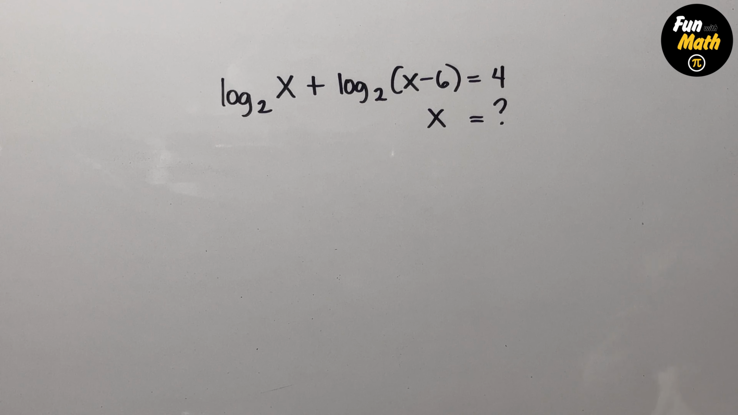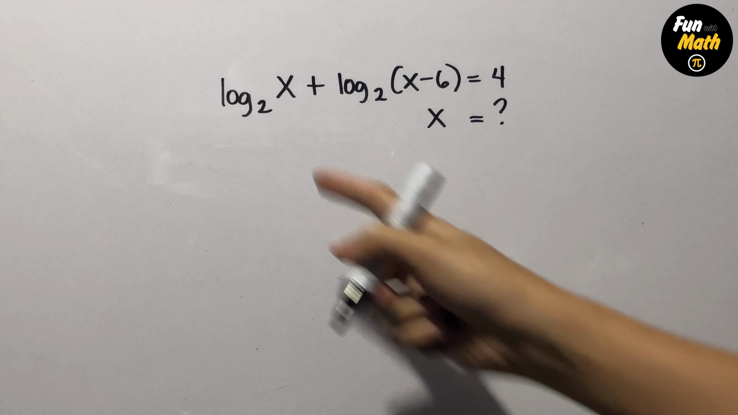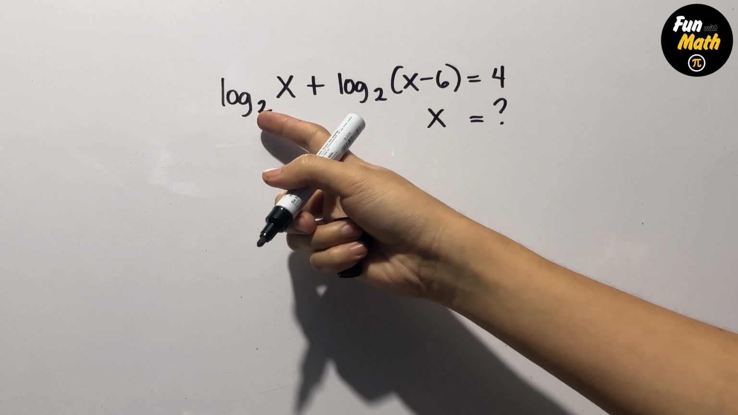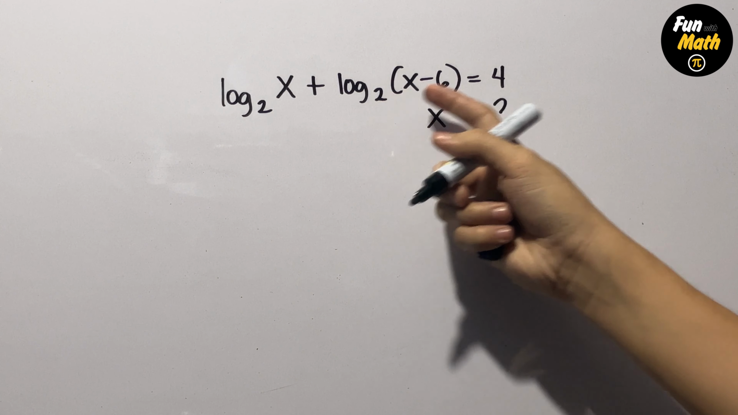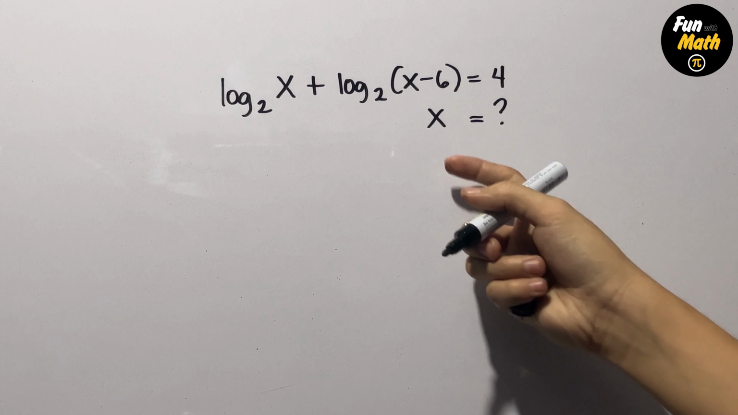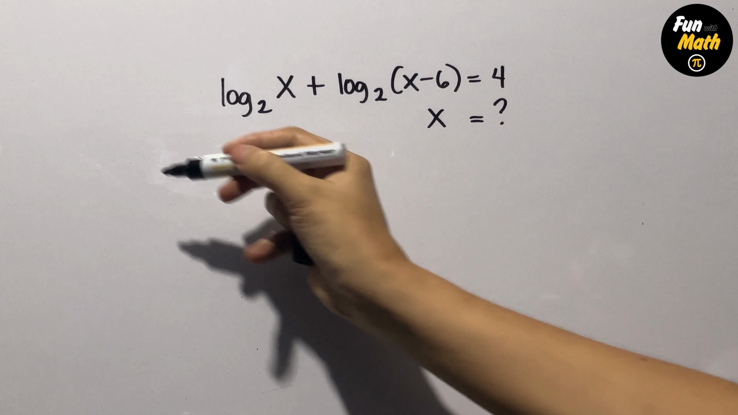Hey guys, here's a logarithmic problem. Log of x base 2 plus log of x minus 6 base 2 is equal to 4. What is the value of x? So here's the solution.